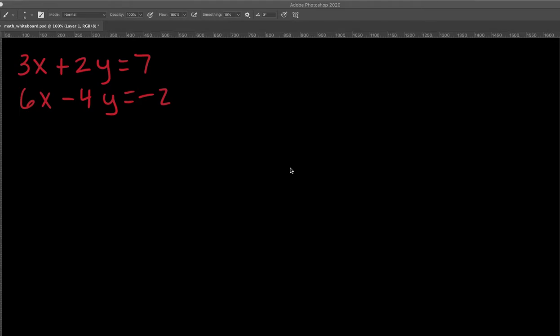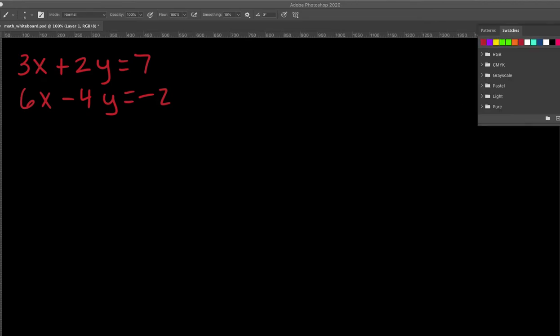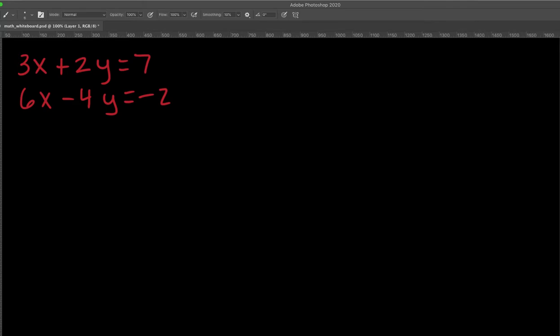Hey math kids, today we're going to talk about systems of equations again. This time we're going to talk about the elimination method. It does the same thing that substitution does, just in a different way. And for some equations, it's easier.